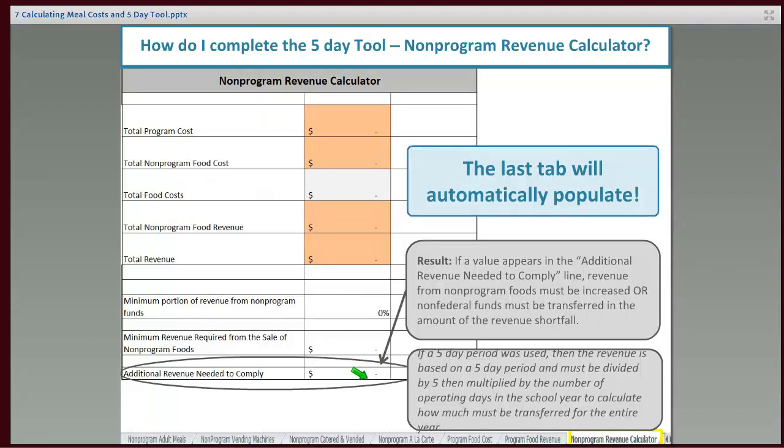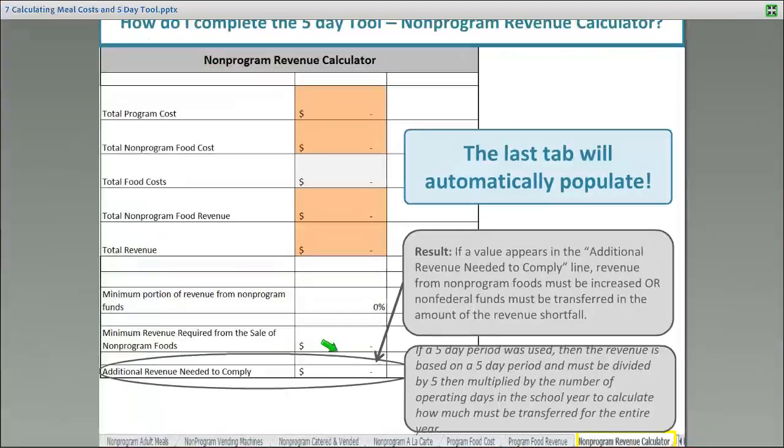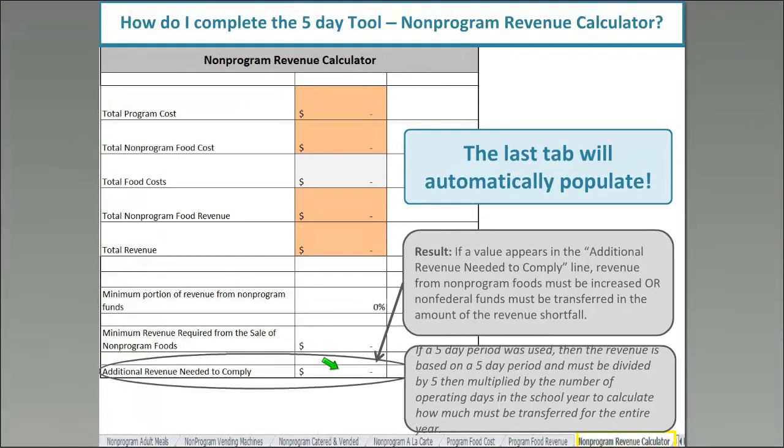Now keep in mind, since this is the 5-day tool, we completed this for a 5-day period. So if there's an additional revenue needed to comply, that's the amount that you would need to generate for a 5-day period, or if you're transferring funds, that's how much you would transfer every 5 days. So keep that in mind. It wouldn't be for the year, it would be for 5 days, so you'll have to multiply that out by how many days you have in the year.